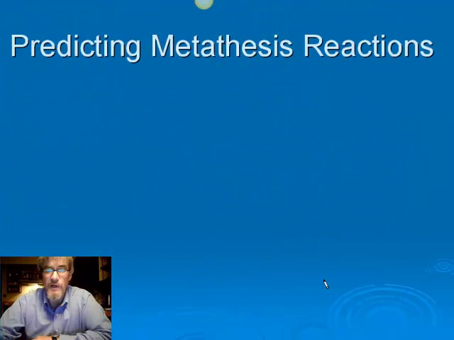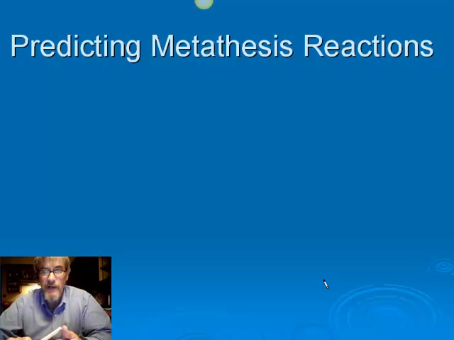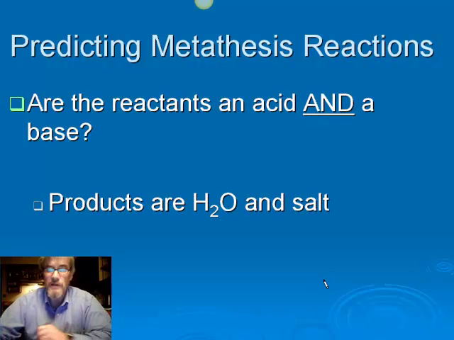So we know now about precipitation forming reactions, we know about gas forming reactions, and we know about acid-base reactions. Let's develop a scheme for predicting a metathesis reaction that you might have thrown at you. I would say the first thing that you want to do is ask yourself, are the reactants an acid and a base? If the reactants are an acid and a base, well then you have an acid-base neutralization reaction, and your products are going to be water and a salt. You find the salt by taking the cation from the base and the anion from the acid and just putting them together.